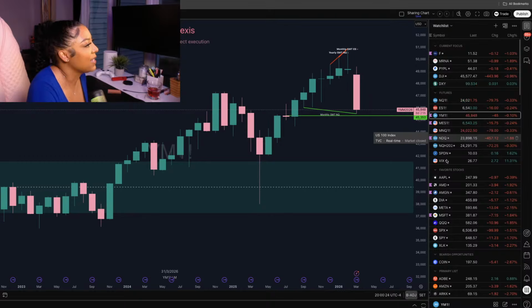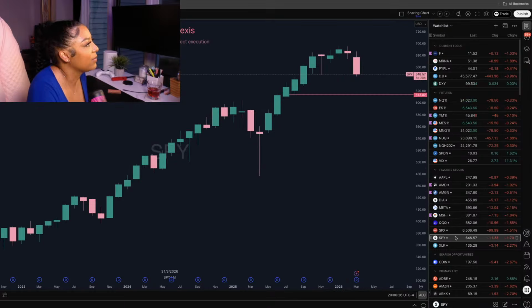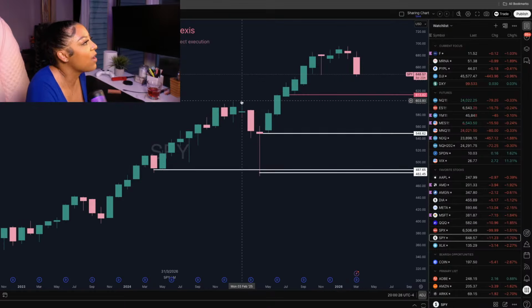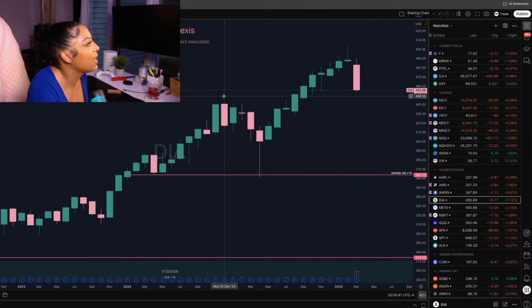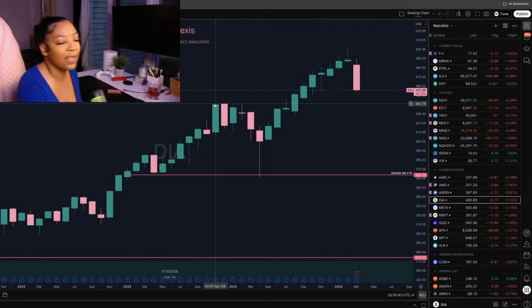Okay, y'all see it? Let's look at SPY real quick. SPY, look how far it is to the breaker. We got $48 left. Let's look at QQQ. QQQ has not reached the breaker. DIA has not reached the breaker. Y'all.